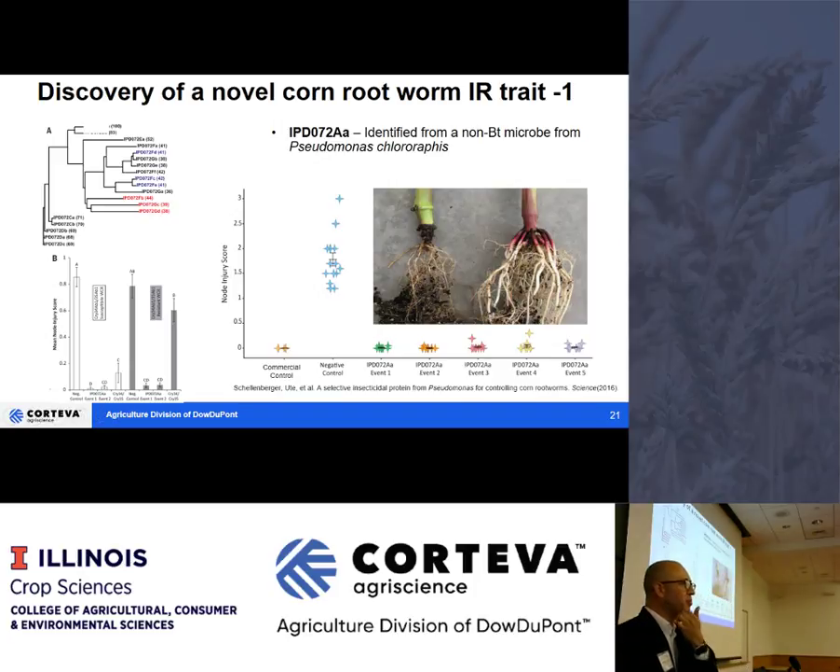And so now getting into more specific examples. This is now towards the end of my talk. I'm going to cover very briefly some examples that we have, and this is coming from the non-BT bacterial screening approach. This is a gene that we have called IPD72, and this gene is coming from Pseudomonas chlororaphis, and it is testing very well in corn. In this case, it's a below ground corn rootworm target.